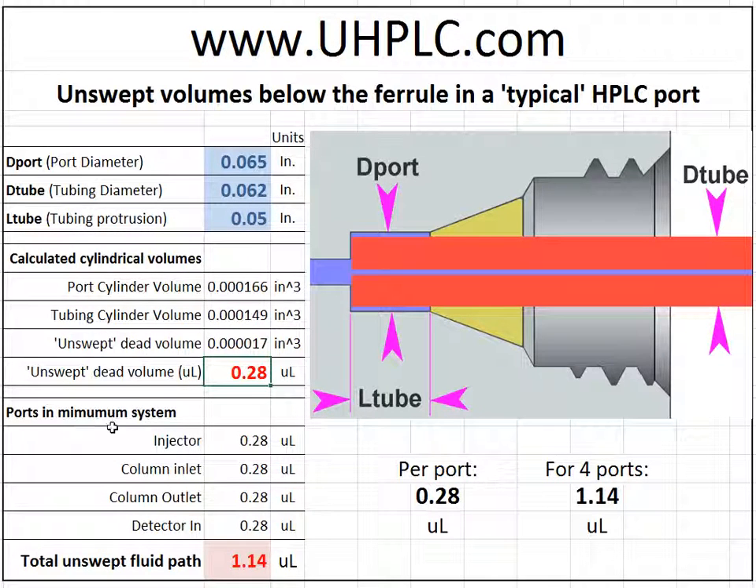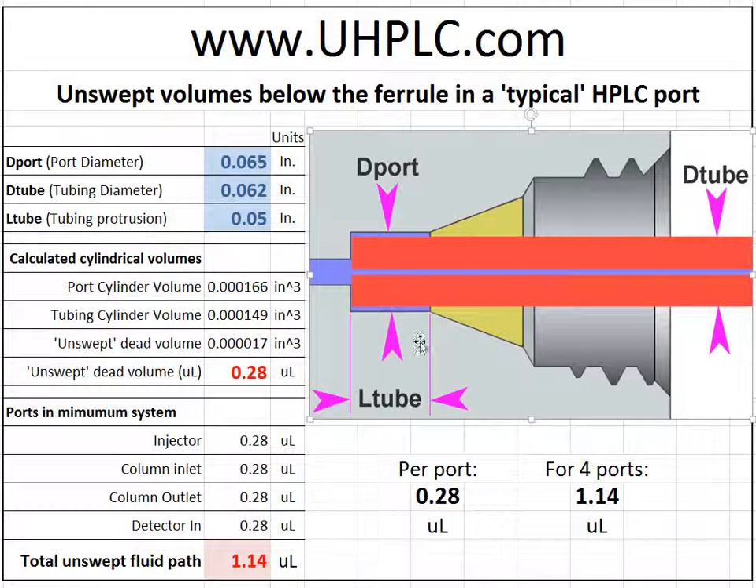Now below here we have ports in a minimum system. A minimum system would use a tubing to connect an injector to a column inlet, then another piece of tubing to connect a column outlet to a detector inlet, and of course on each of those pieces of tubing you would have two ports or two fittings. So whatever dead volume here, assuming it's the same for each port, which it is not going to be, each port will have a different diameter, the diameter of the port.